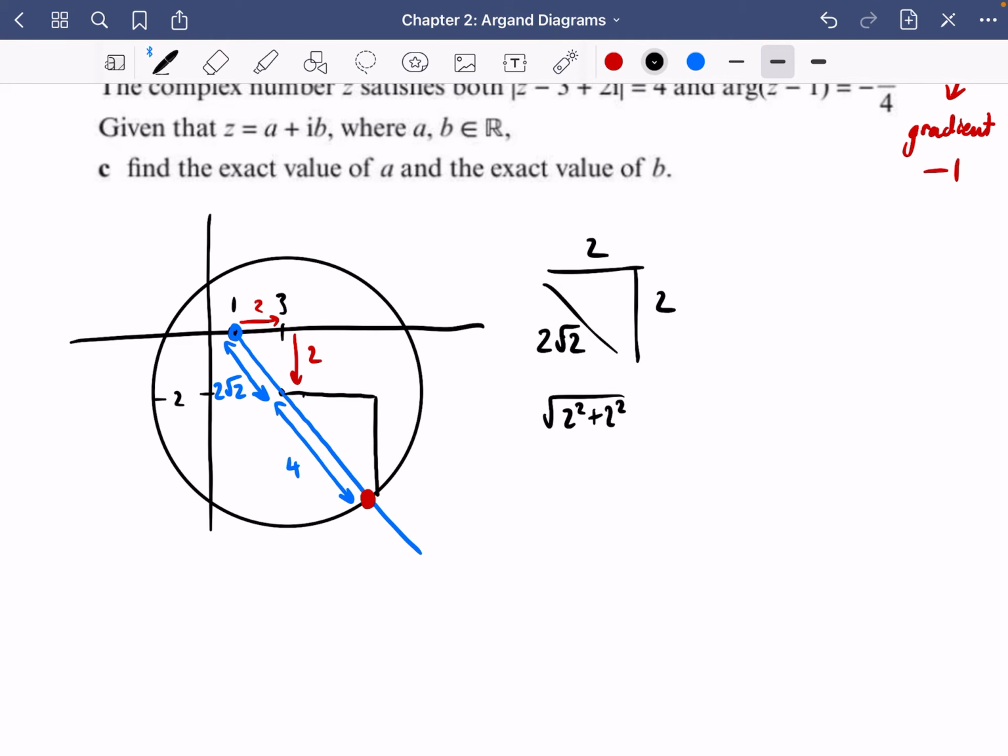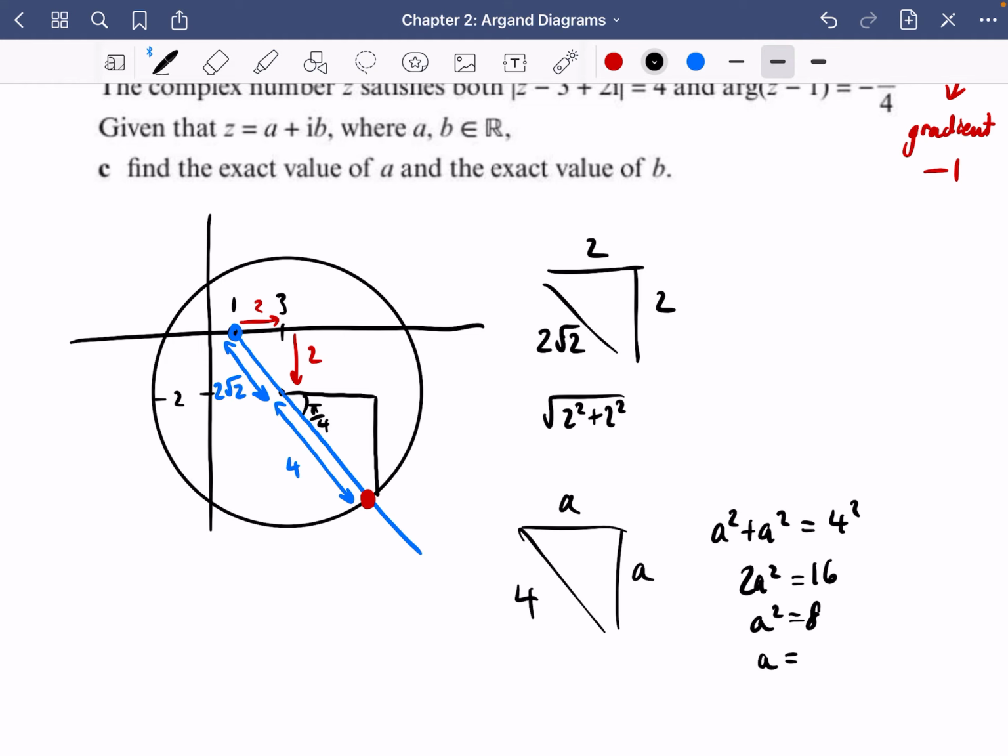This is also going to be 45 degrees because of the fact that they are corresponding angles. I shouldn't really call it 45. I should be calling it pi over 4. Now, if the hypotenuse is 4, we can do a similar thing to what we've done earlier on. If I called this A and this A, we would have A squared plus A squared equals 4 squared. So 2A squared is 16. And so A squared is 8, and so A is the square root of 8, which is 2 root 2. So this is 2 root 2 across, and this is 2 root 2 down here.